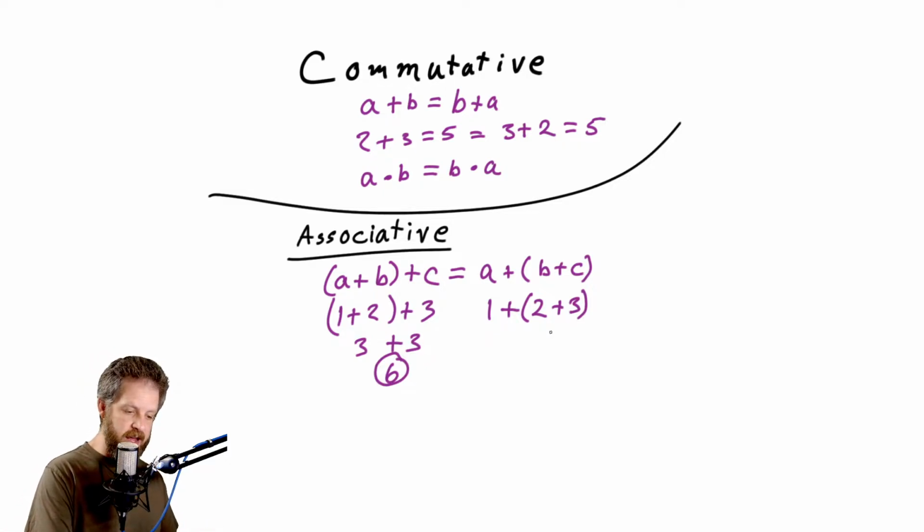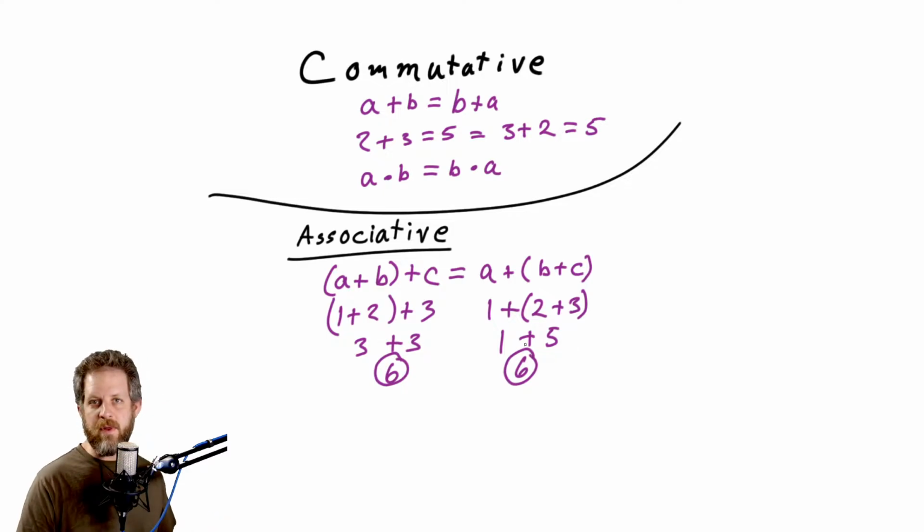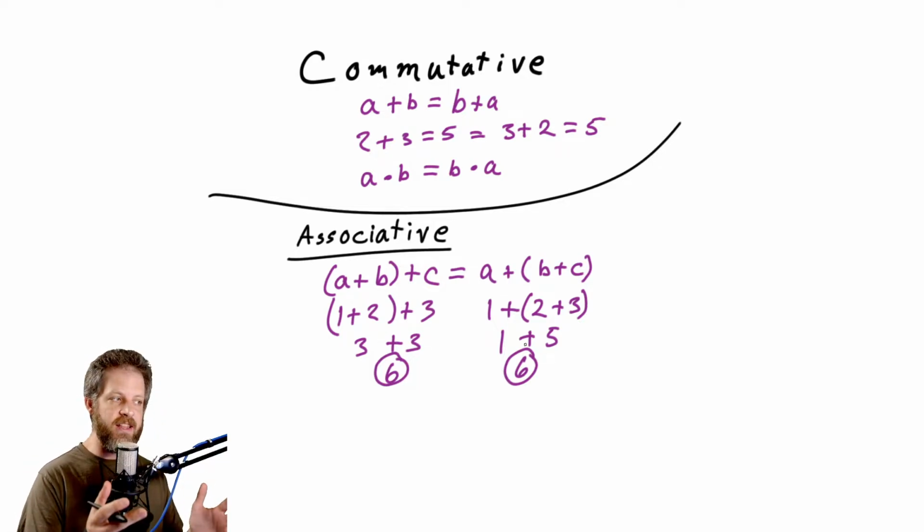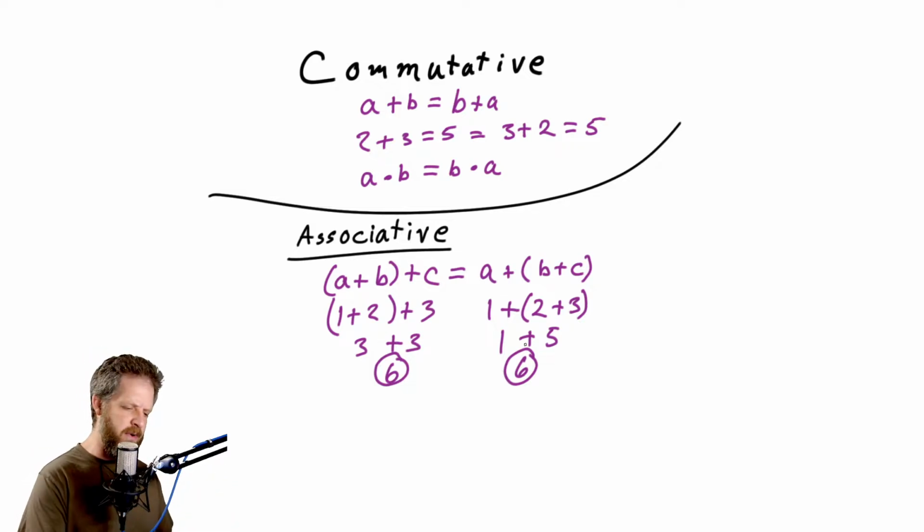So 2 plus 3 is 5. Bring down the plus 1. 1 plus 5 is 6. So that's all the associative property work. All the associative property says, and it works for addition, subtraction, as well as multiplication and division, just like the commutative property and pretty much all of these properties.